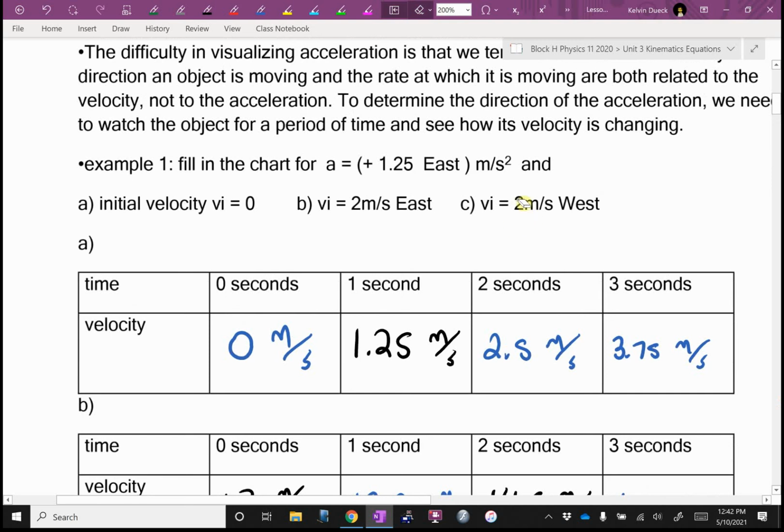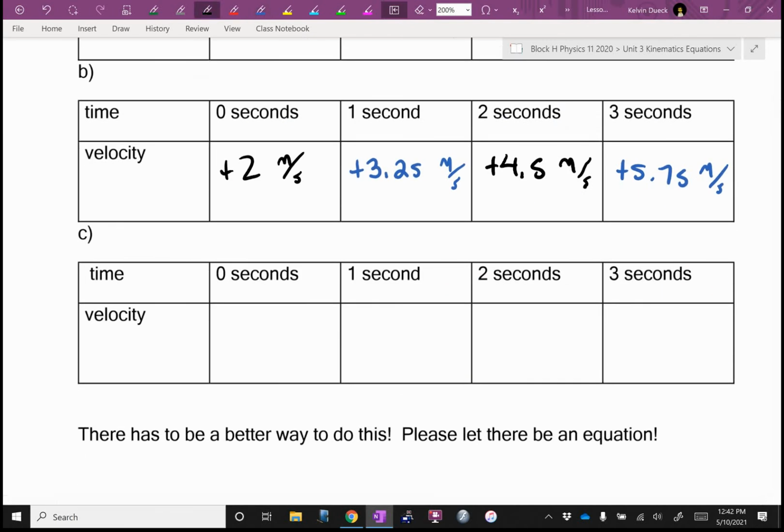Denzel, what's our initial velocity in part C? Keep reading. What would be a clever way to write west? Okay, so now VI, and you know what VI is, our abbreviation for initial velocity, is negative 2 meters per second backwards. But we're accelerating forwards. So after 1 second, how fast are we traveling? Ooh, yeah. Still traveling backwards, but not as fast.